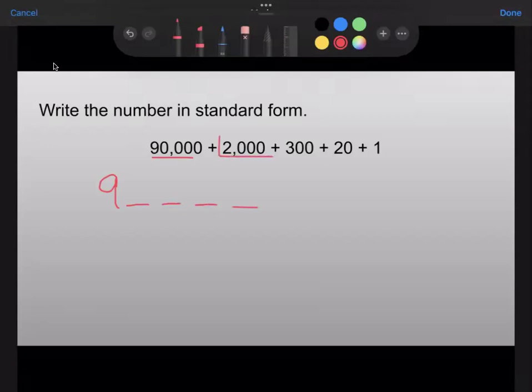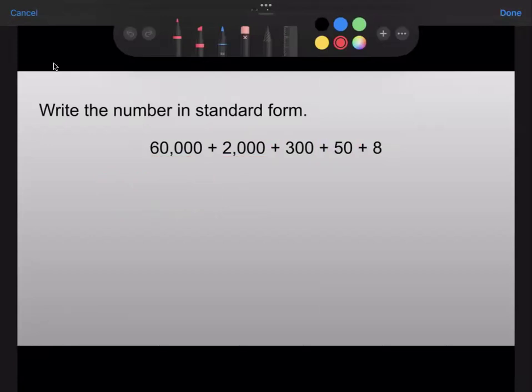So my next number is 2,000, which means I need a 2 in the thousands place. So I'm going to put a 2 right here in the thousands place of this number. The next number is 300. That means I need a 3 in the hundreds place. So I'm going to put the 3 right here in the hundreds place. Next number is 20, which is a 2 in the tens place. So I'm going to do that. And my last number is 1 in the ones place. So I'm going to put that here. That means my number, when it's written in standard form, is 92,321.